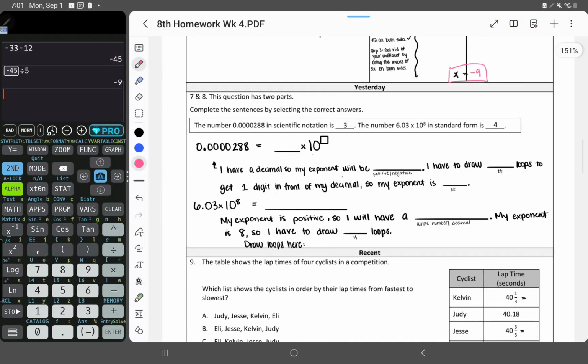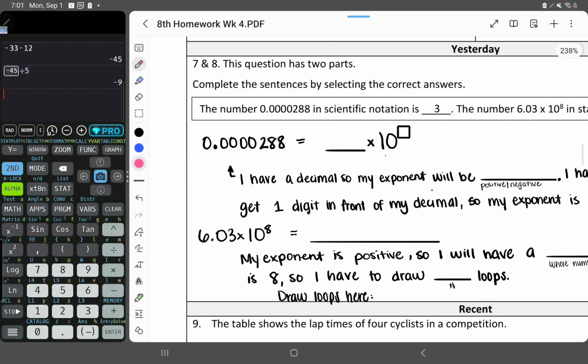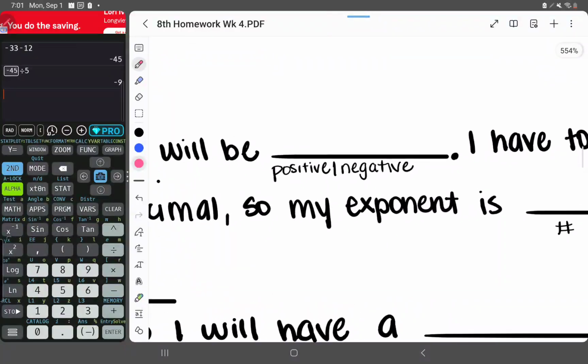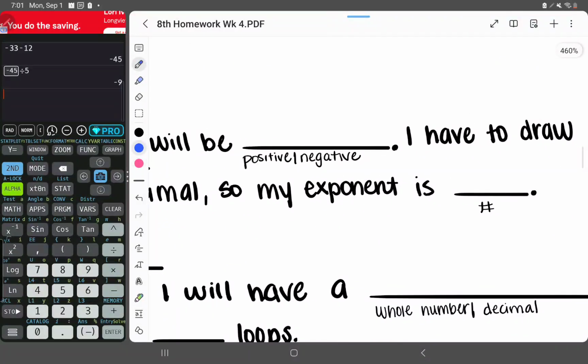All right, so it wants us to start by putting 0.0000288 in scientific notation. So remember, when we do this, we have to first see if our number is a decimal or a whole number. So in this case, is it a decimal or a whole number? This is a decimal, so is your exponent going to be positive or negative? It's going to be negative because decimals have negative exponents.